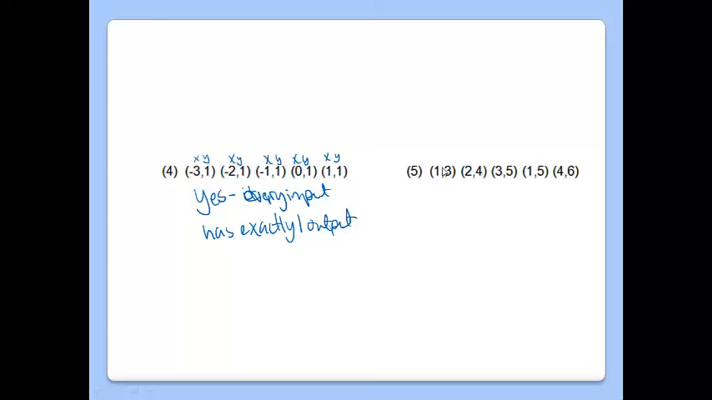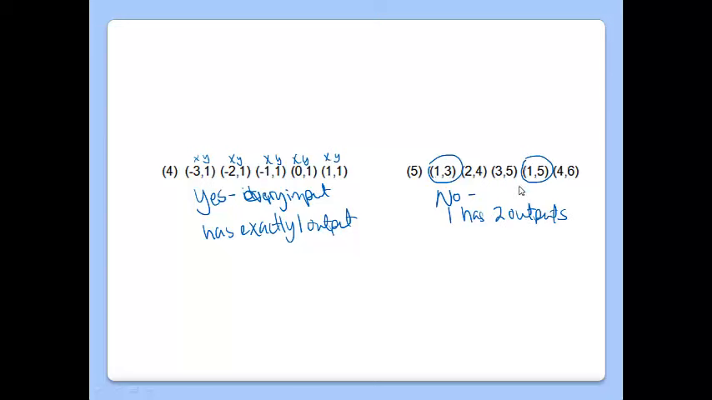All right, this next one we have 1, 3, 2, 4, 3, 5, 1, 5, and 4, 6. And I notice we've got a little issue because here we have 1, 3, and we have 1, 5. So the input of 1 has two different outputs, 3 and 5. So this one is going to be a no, and that's because 1 has two outputs, and that is definitely not okay.